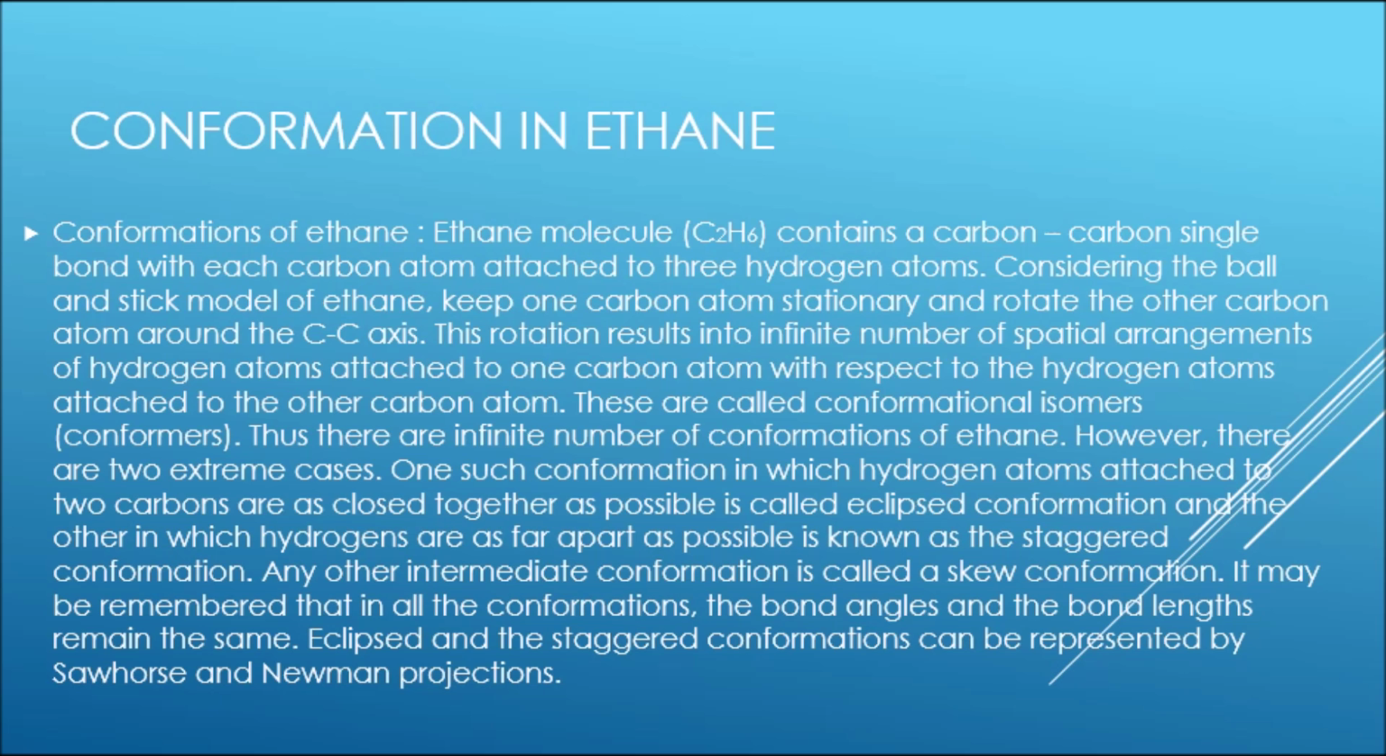However, there are 2 extreme cases. One such conformation, in which hydrogen atoms attached to 2 carbons are as close together as possible, is called eclipsed conformation, and the other in which hydrogens are as far apart as possible, is known as the staggered conformation. Any other intermediate conformation is called a skew conformation. It may be remembered that in all the conformations, the bond angles and the bond lengths remain the same. Eclipsed and the staggered conformations can be represented by sawhorse and Newman projections.